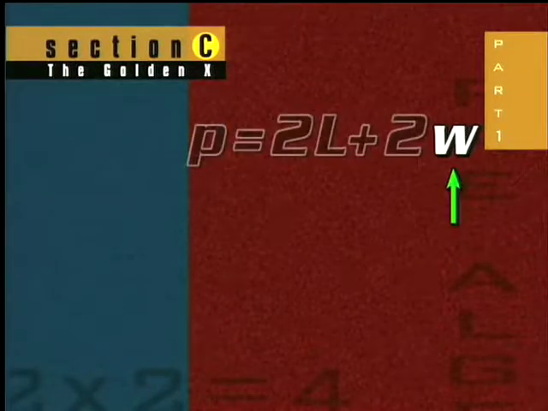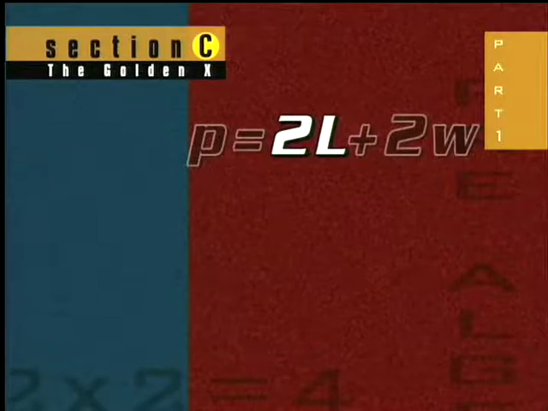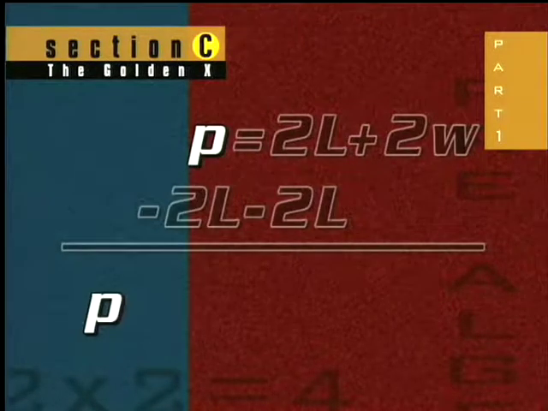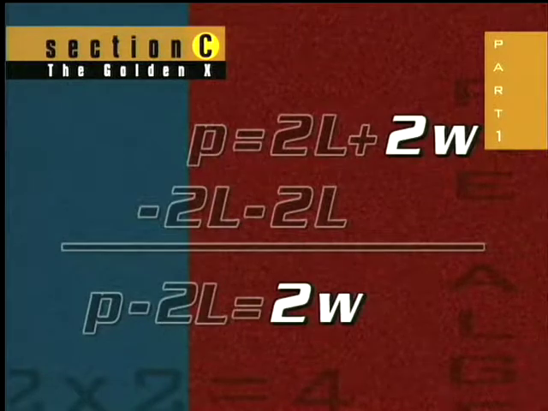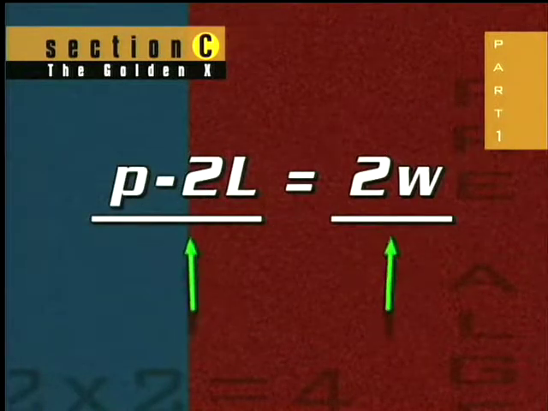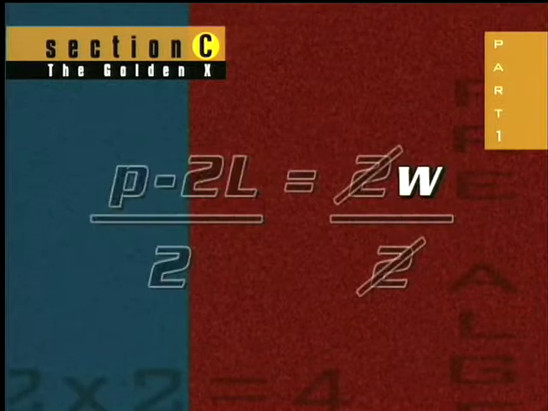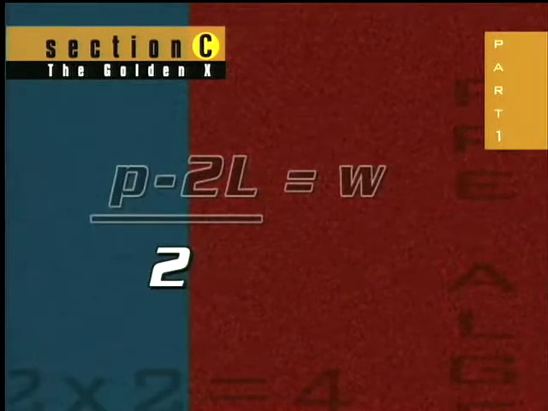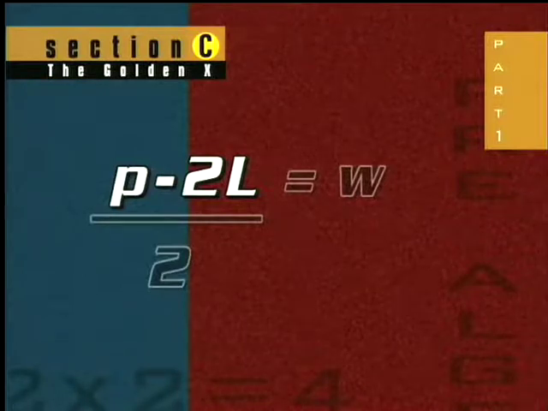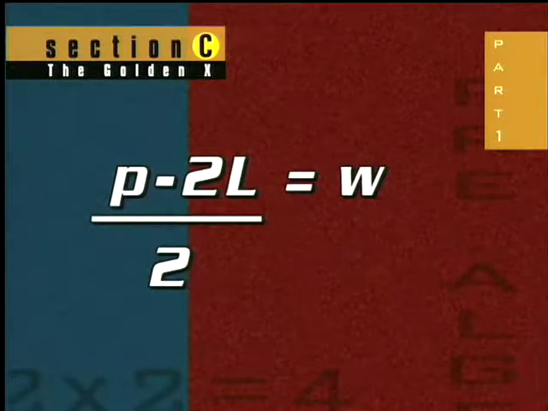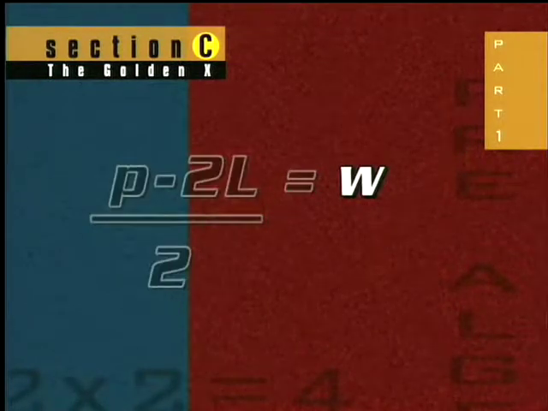To get W alone, the first thing we want to do is get rid of 2L on the right side because it doesn't have a W in it. So we subtract it from both sides and get P minus 2L equals 2W. Now we just divide both sides by 2, giving us P minus 2L all over 2 equals W. Notice that the 2 doesn't divide into the P minus 2L. That's because there's no 2 in front of the P, so it wouldn't divide in evenly. So this is as far as we need to go in this case because we got W on a side by itself.